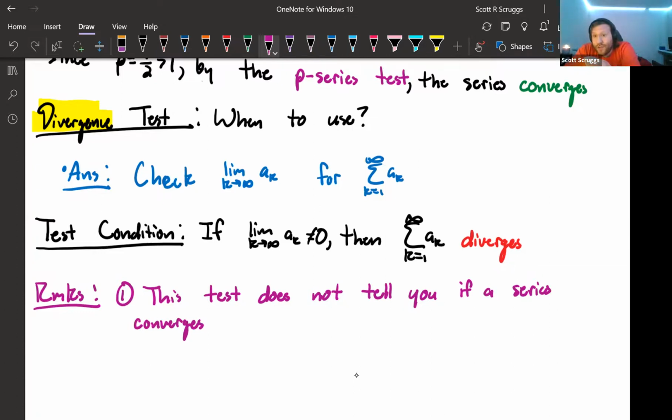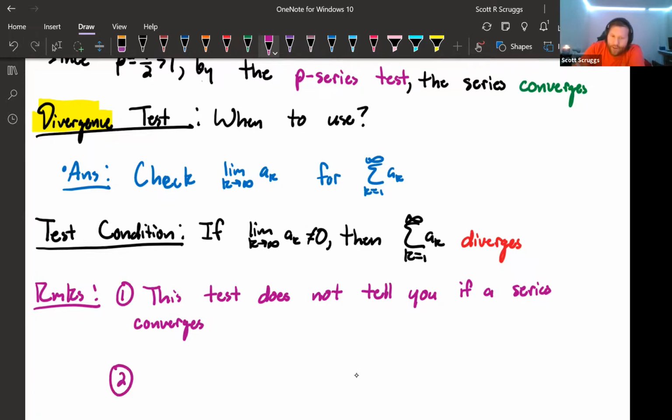So if you try to use the divergence test to conclude that a series converges, I'm going to go ahead and tell you that you're going to get a lot of points taken off on that problem, because that's not what the divergence test tells you. It only tells you if it diverges. It does not tell you anything about the convergence of a series. Only divergence of the series. To reiterate that.